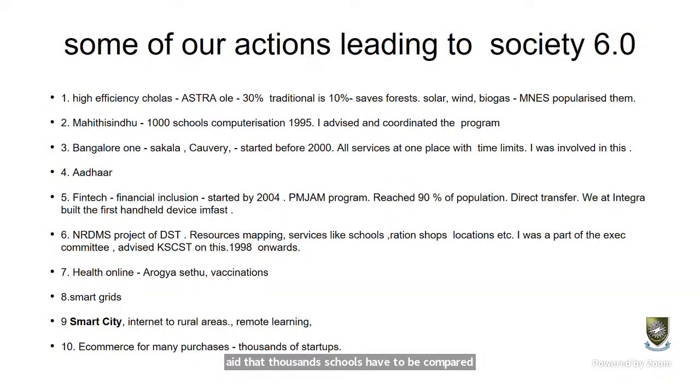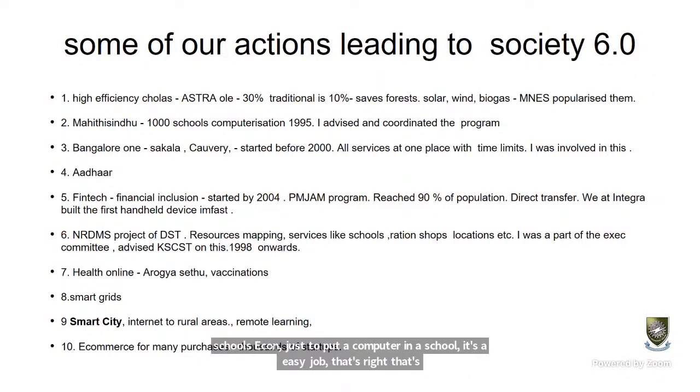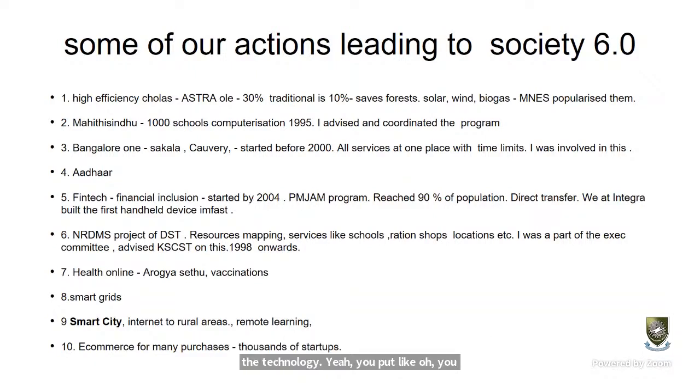How do you do that? It's a massive scale. You can't just put a computer in a school. It's an easy job, a technology job: you put a computer, connect them, put a LAN, connect a server, finished. No, it doesn't work that way. 90% of schools in the rural areas don't have power, so you have to provide power. They don't have a room to keep this thing.